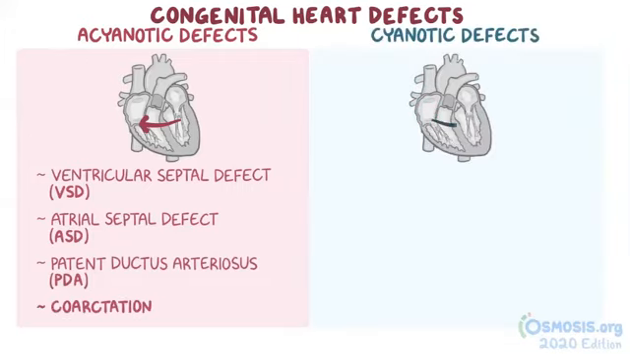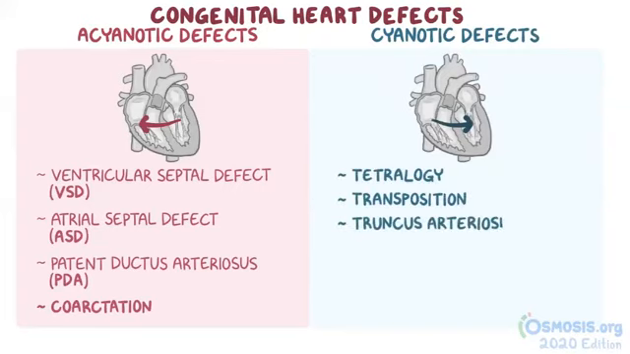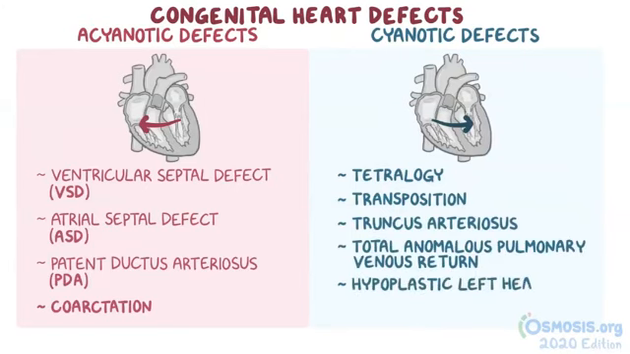Cyanotic defects present right-to-left shunting and include five conditions: tetralogy, transposition, truncus arteriosus, total anomalous pulmonary venous return, and hypoplastic left heart syndrome. Usually the diagnosis is then confirmed by echocardiography.